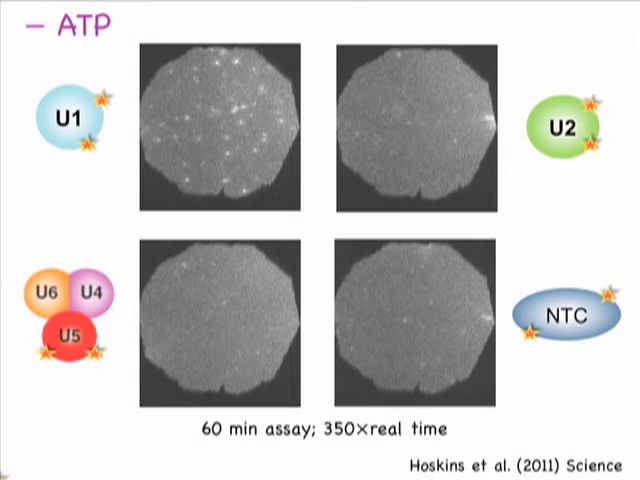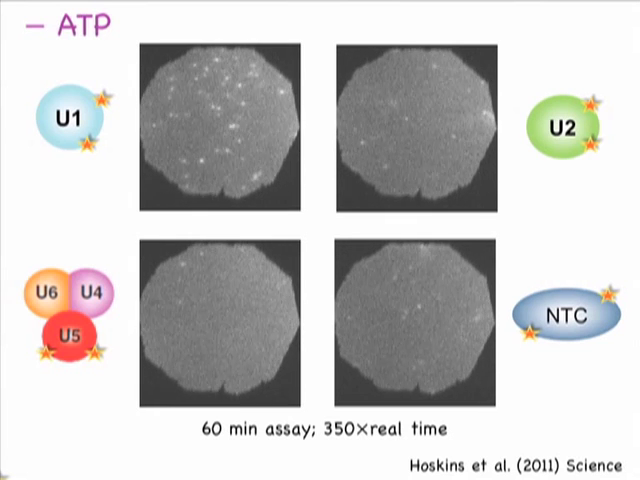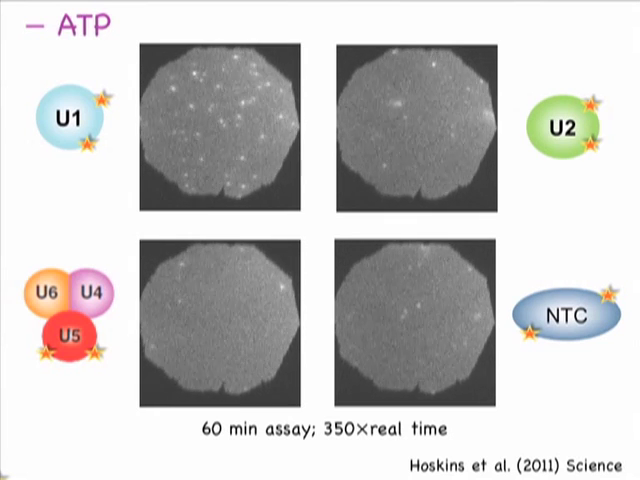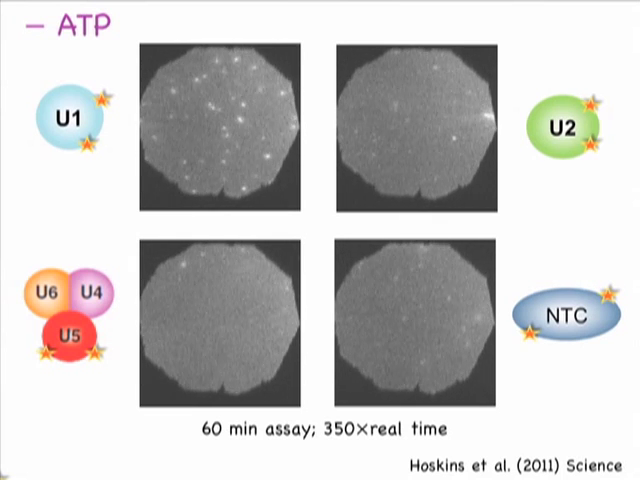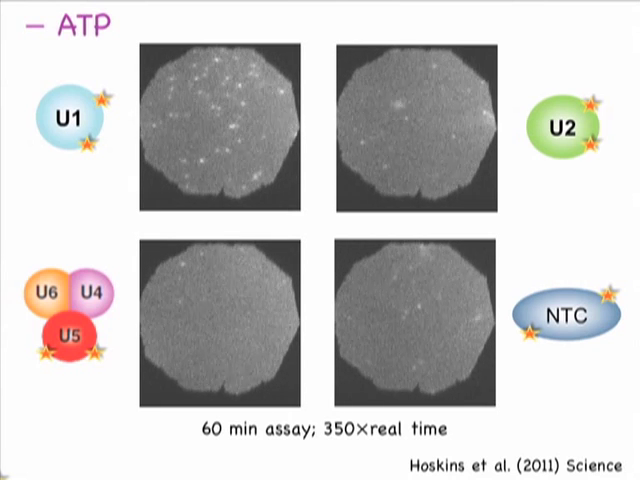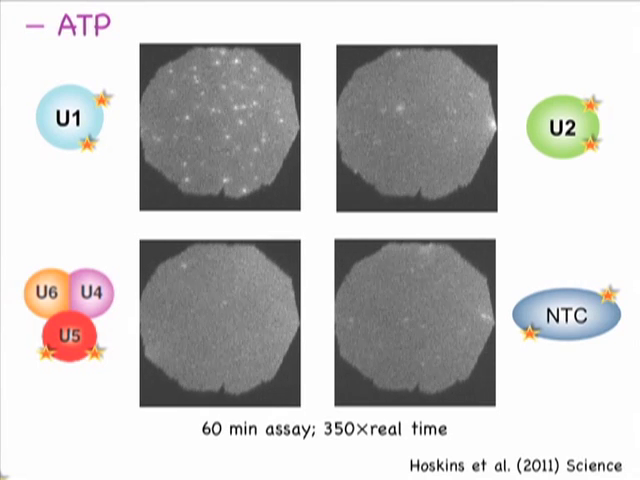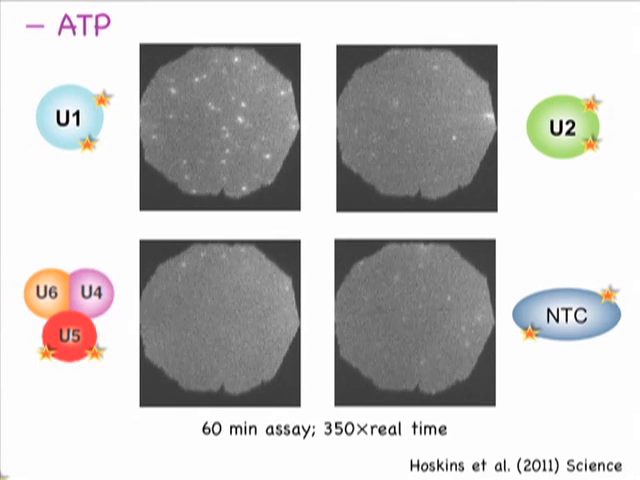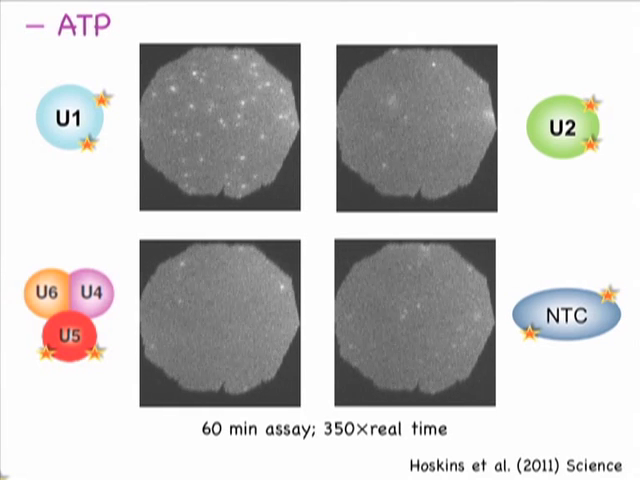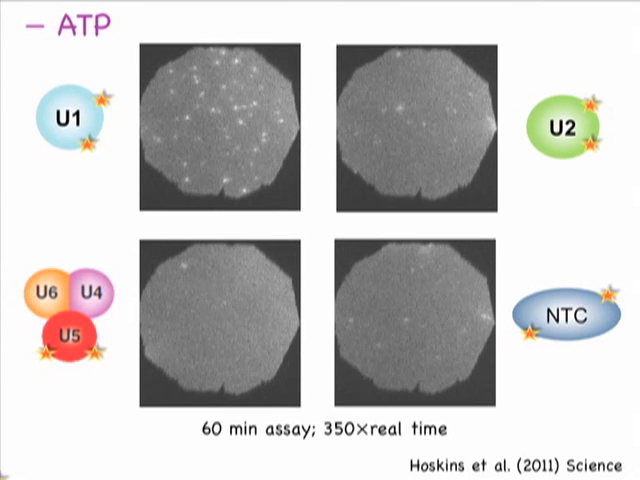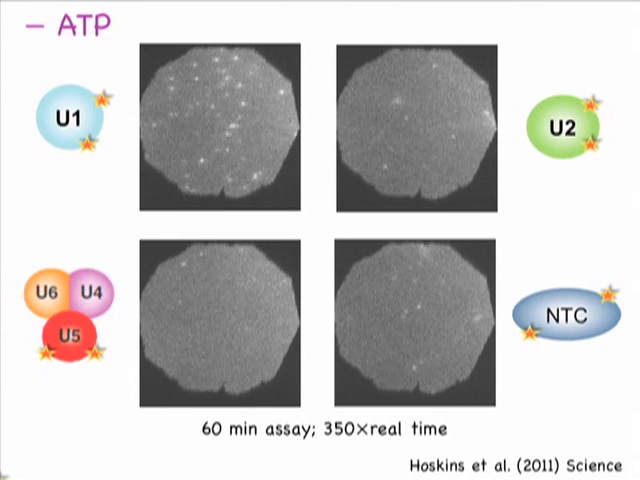Here's a movie showing 4 different extracts with a different SNRP labeled in each extract, either U1 in the top left-hand corner, the triple SNRP in the bottom left-hand corner, U2 in the top right-hand corner, or the NTC in the bottom right-hand corner. And in the absence of ATP, what you can see, as we saw in the previous movies, is that U1 is coming and binding reversibly. But for all the other SNRPs, we do not see any significant binding over background.